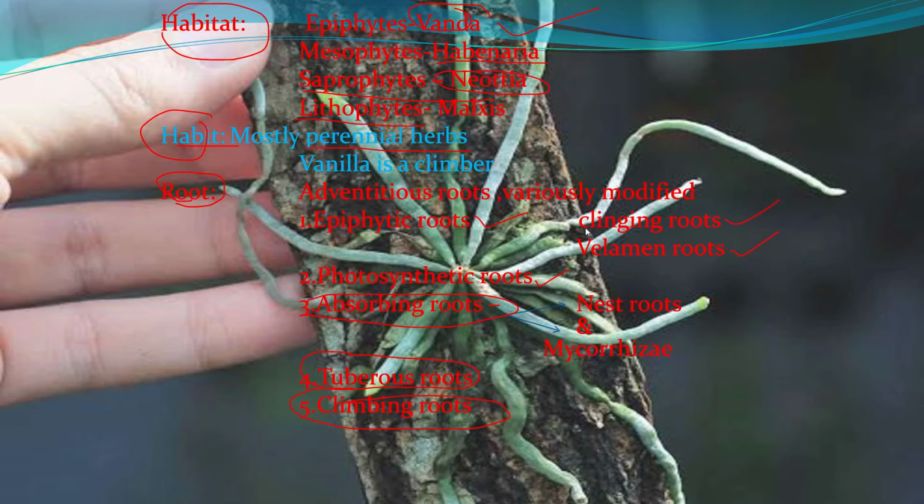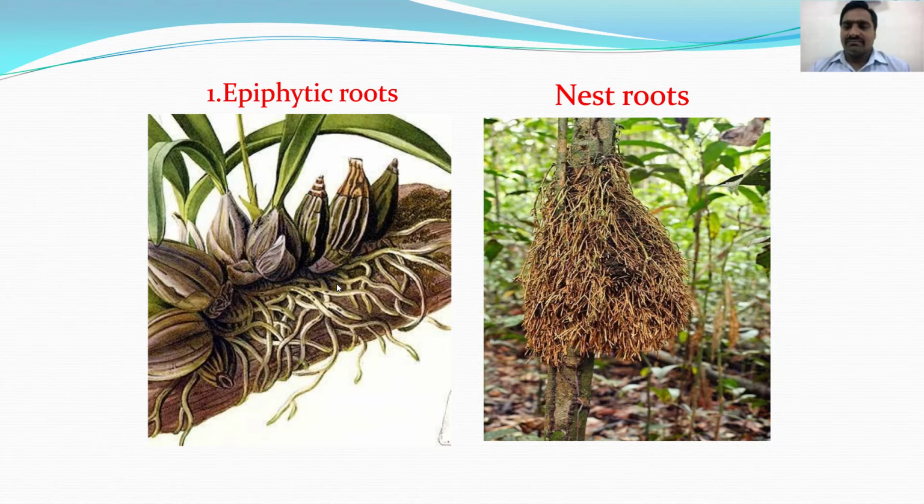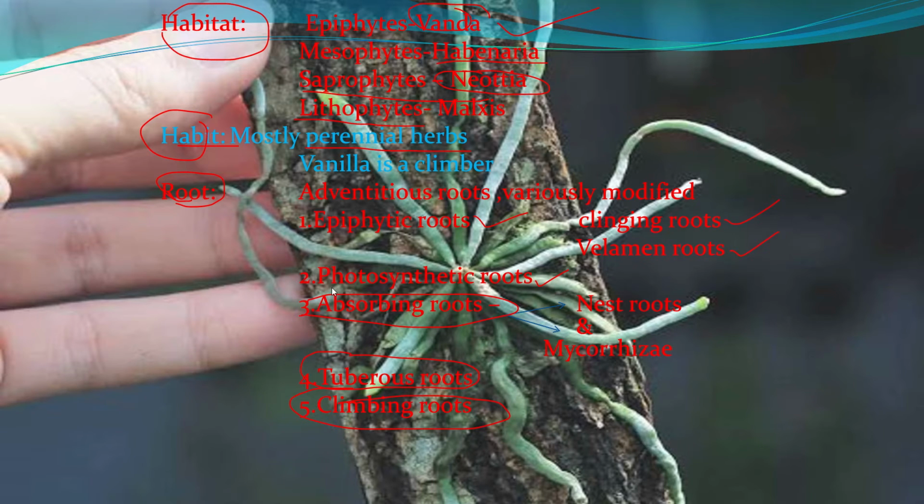Clinging roots are useful to attach to the host plant. Another one is velamen roots. These are very thin and dichotomously branched. They have velamen tissue, and this velamen tissue absorbs moisture from the atmosphere. These 2 types of roots are present in epiphytic plants. These are the epiphytic roots. Example, Vanda. Next, another one is photosynthetic roots.